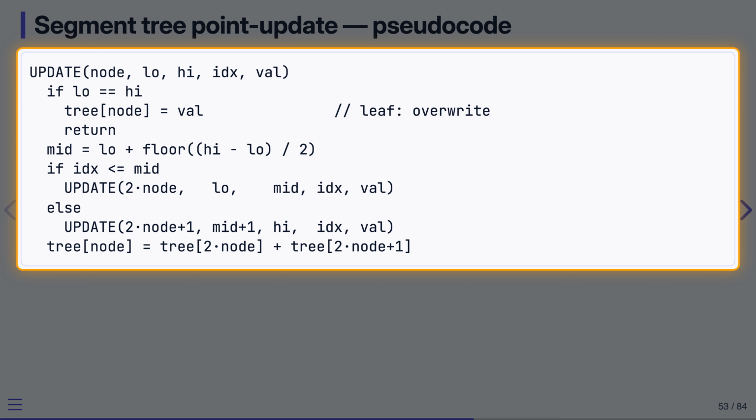Here is the point update in pseudocode. If low equals high, we have reached the leaf, so we overwrite it and return. Otherwise, we split at the midpoint and descend into whichever single child contains the index. Only one child, not both. And then, on the way back up, we recombine this node from its 2 children. That last line is what keeps every ancestor correct.